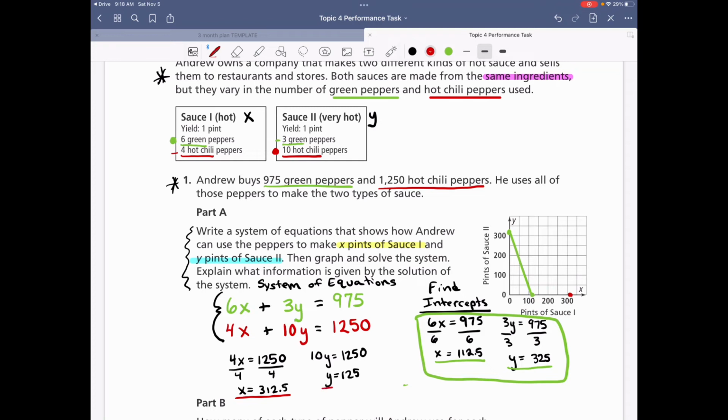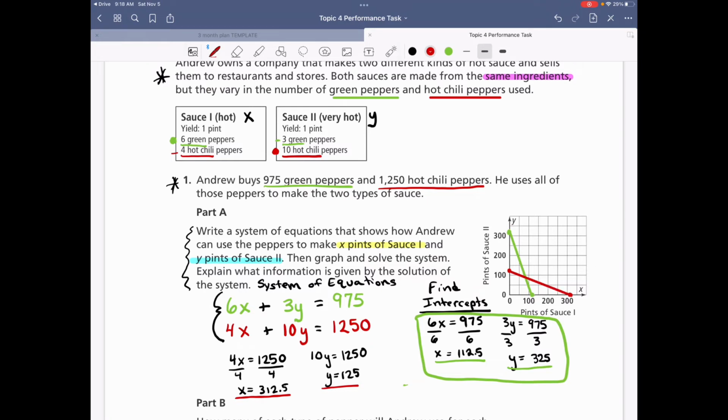And that is for the pints of sauce 2. If I graph that, it is right here. And that means that I would not be making any pints of sauce 1. I would just be making sauce 2. I could make 125 pints. I'm going to connect those.